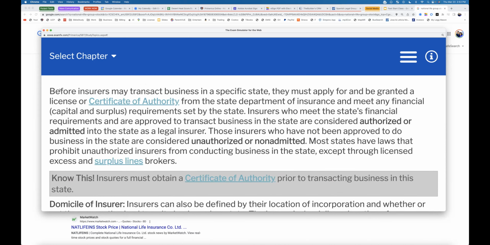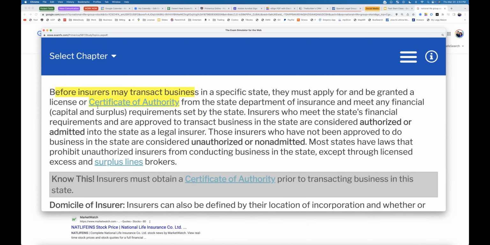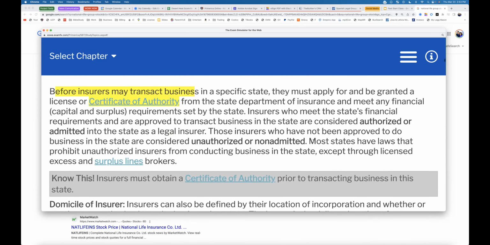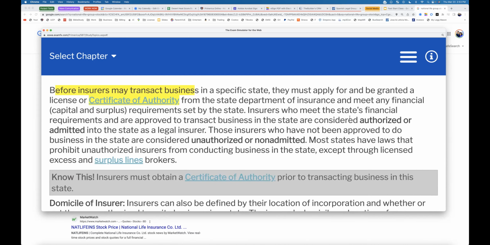Before you can transact business, you need a certificate of authority. For the insurance company to write business, you need a certificate of authority. Okay. And when you get a certificate of authority, now you're authorized, or you're an admitted insurer.